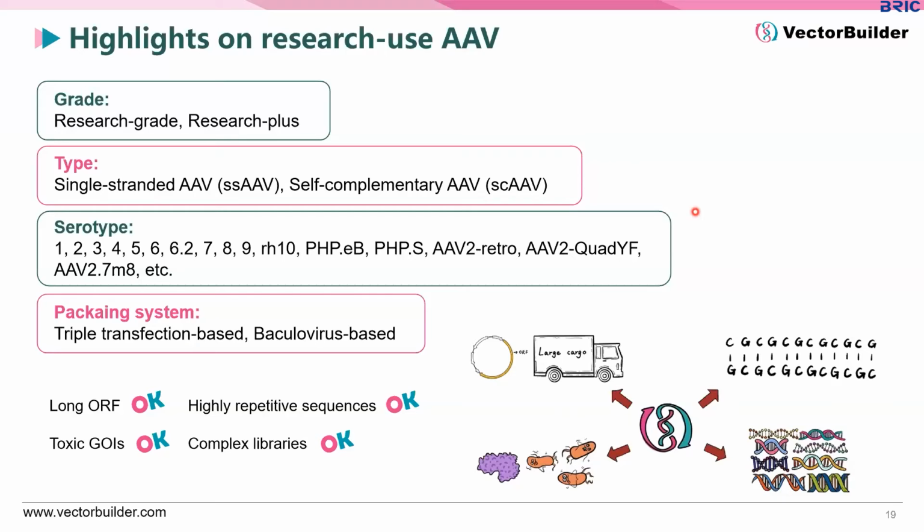About the packaging system, a triple transfection-based approach or a baculovirus approach are both acceptable to us. We have experience with long ORF packaging and large cargo AAV vectors. We have also dealt with toxic GOIs that have a negative impact on cells, but we already have a mature platform to deal with that. We have also successfully cloned highly repetitive sequences, and of course, we have successfully delivered these vectors. In terms of libraries, some customers might want an AAV library or plasmid library. We are also experienced in complex and uniform library construction.